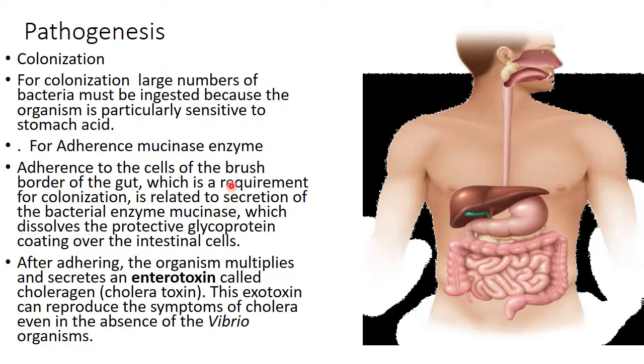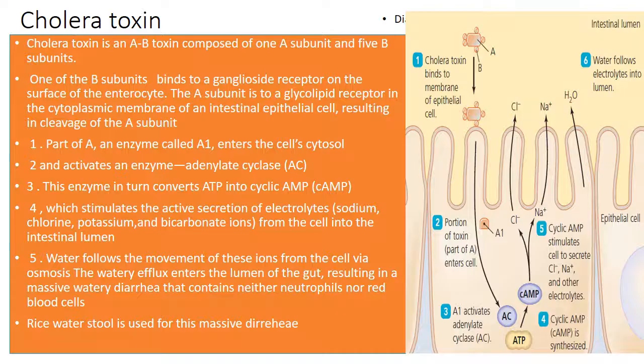Adherence to the brush border of the gut, which is a requirement for colonization, is related to the secretion of the bacterial enzyme mucinase, which dissolves the mucus, the glycoprotein coating over the intestinal tract. After adhering, the organism multiplies in this area and produces a toxin called enterotoxin or cholera toxin. This toxin can reproduce the symptoms of cholera even in the absence of the Vibrio organism.